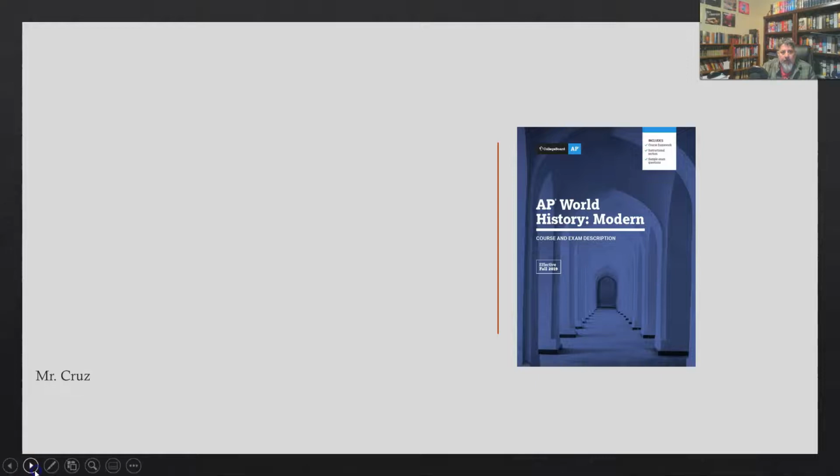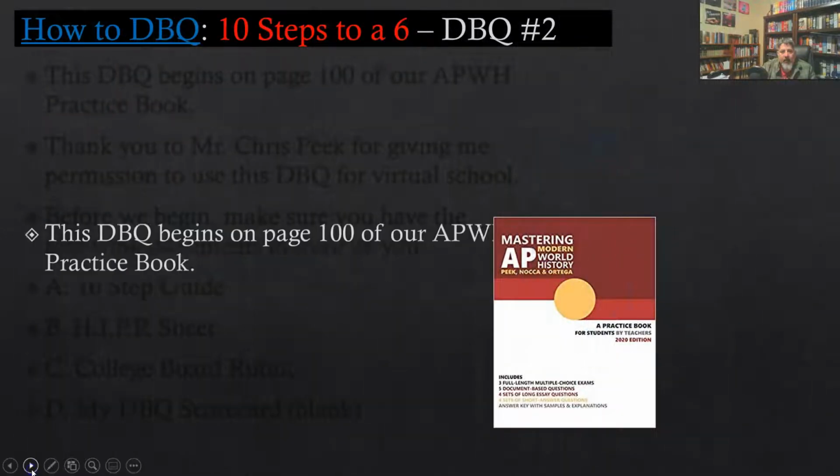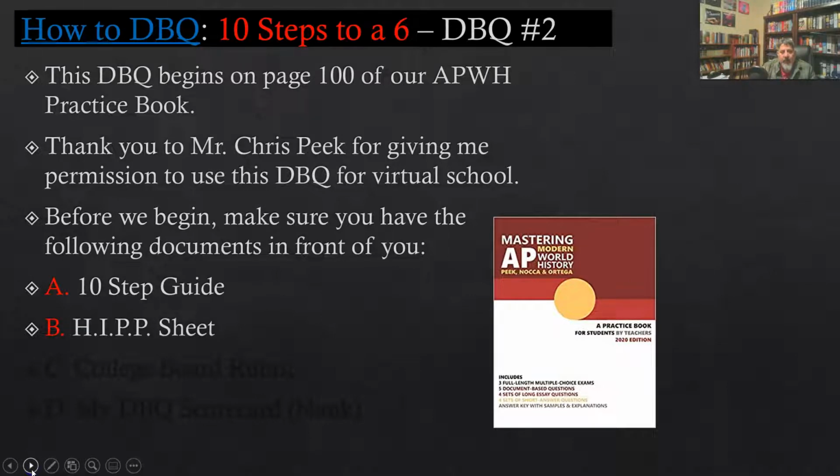AP World History Modern. This is DBQ number 2, 10 Steps to a 6. We're not worried about the unicorn point, at least not yet. Have these things next to you. Those of you that are not writing 6s, relax. You'll get there. It's only our second DBQ.